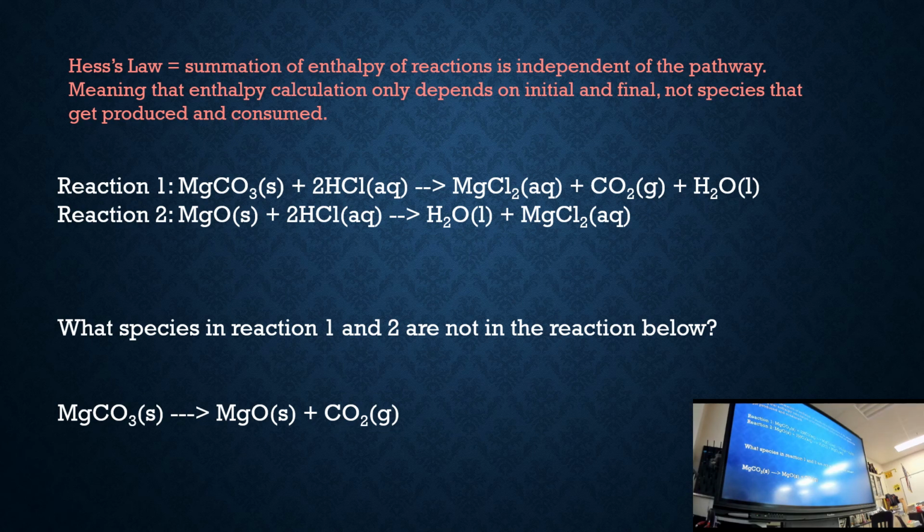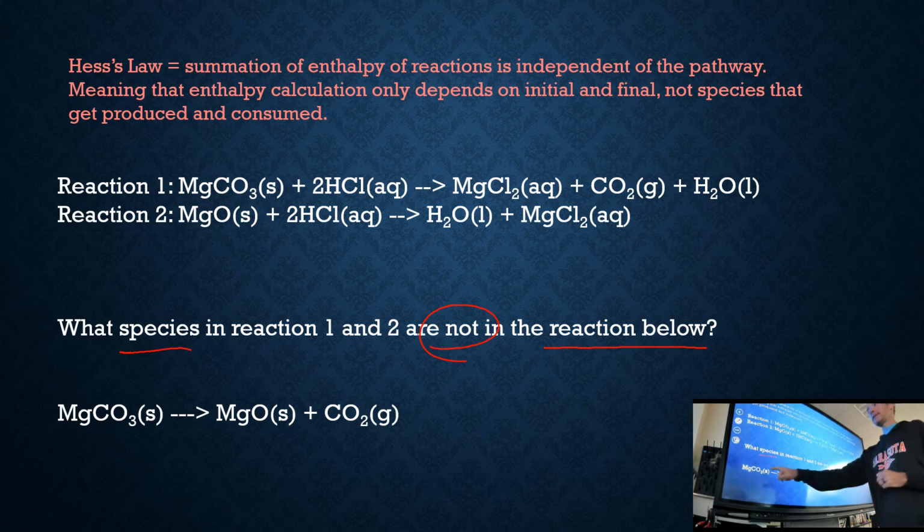All right. Which species, basically what compounds you have in reaction 1 and reaction 2, are not in the reaction below? So what is not in the final reaction? This is basically our final reaction. What species get consumed and produced through the whole thing so they don't show up in the final reaction?